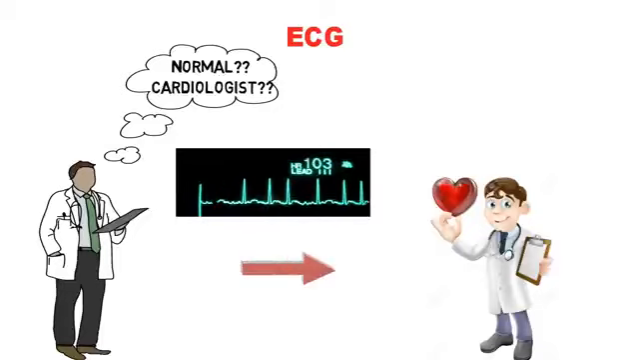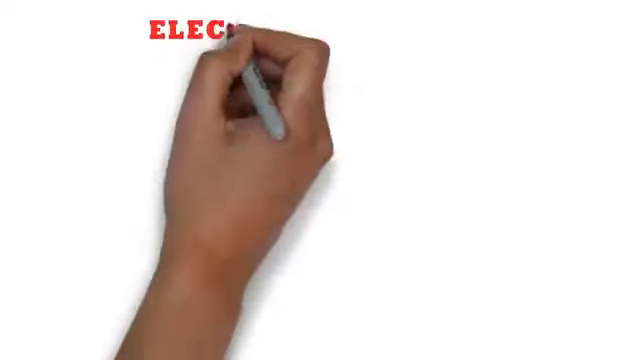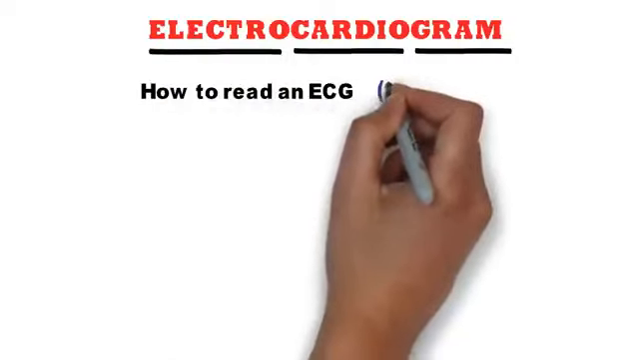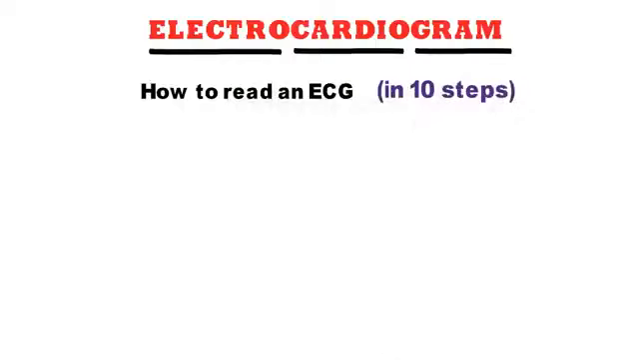So, in today's video, I'll try to make ECG very simple in only 10 steps. And in the end, you'll be able to diagnose the majority of heart rhythms on your own. So let's start. ECG, or electrocardiogram, is the graphical representation of electrical activity going on in the heart. Now, how to read an ECG in just 10 steps.